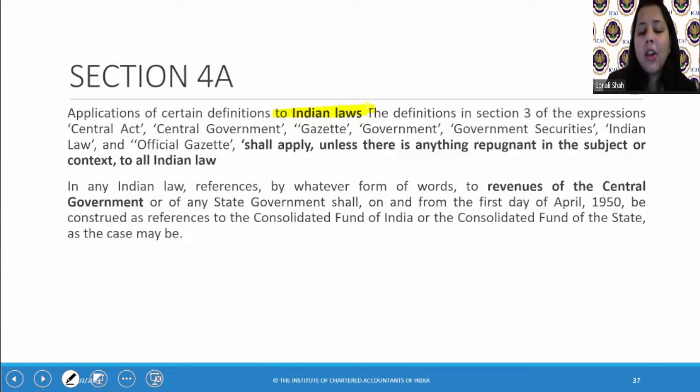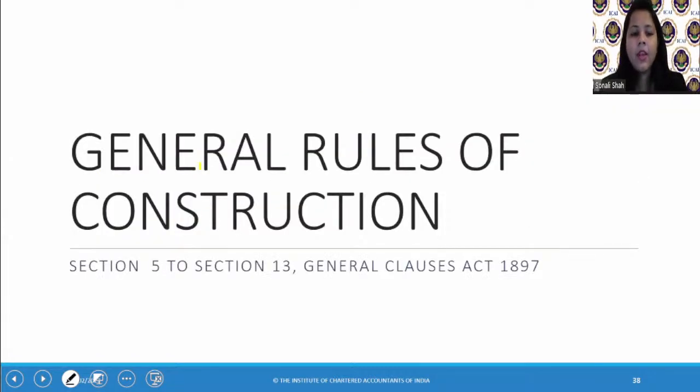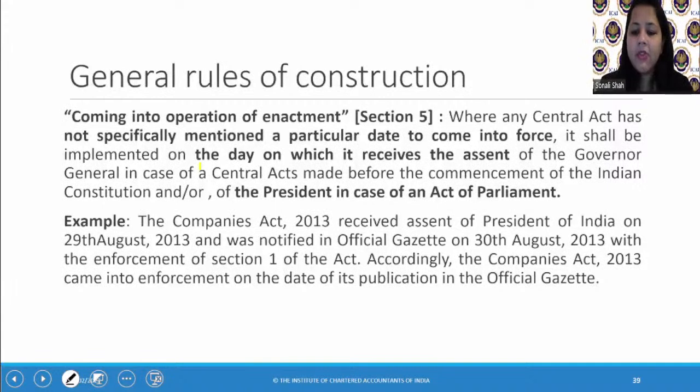So section 4A talks about the application of certain definitions to Indian laws. What are the terms whose definitions will be applicable to Indian laws? The expressions like Central Act, Central Government, Gazette, Government Securities, Indian law and Official Gazette. The definitions of these terms will be applicable to all Indian laws unless there is anything repugnant in the subject or context. Correct? Is that clear? So are we good with this? Any confusion still here, guys?